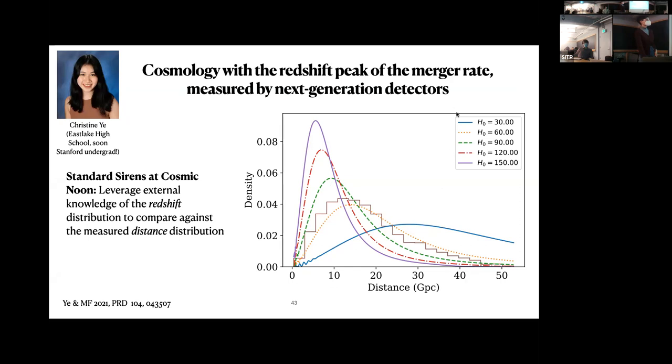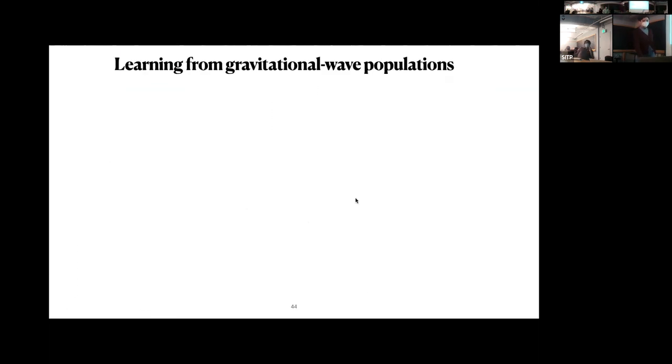And here, just for illustration, is an exaggerated, large range of possible Hubble constant values in your universe. You can see that for these different Hubble constant values, if the binary neutron star rate peaks at redshift 2, in terms of distance that peak will be at a different value, just because you have a different redshift distance relation. By measuring the distance distribution of gravitational wave events and where that peak distance is, if you know where the peak redshift is, you can use that to infer the cosmology. So that's another cool method.